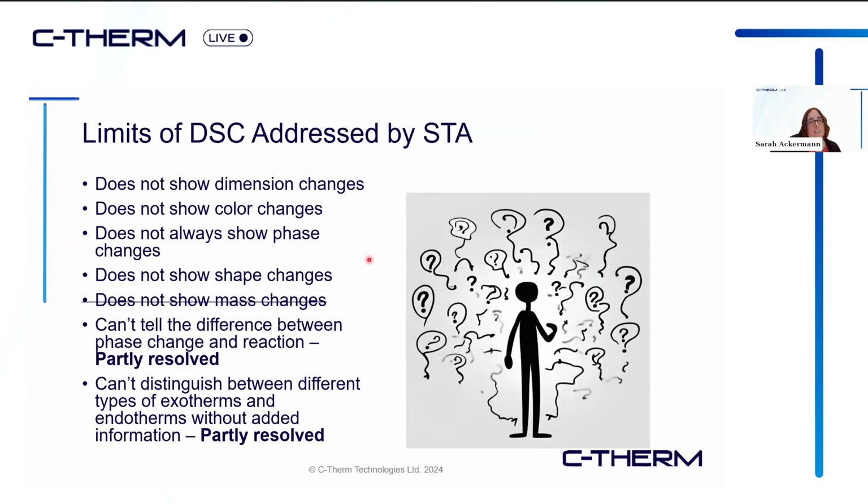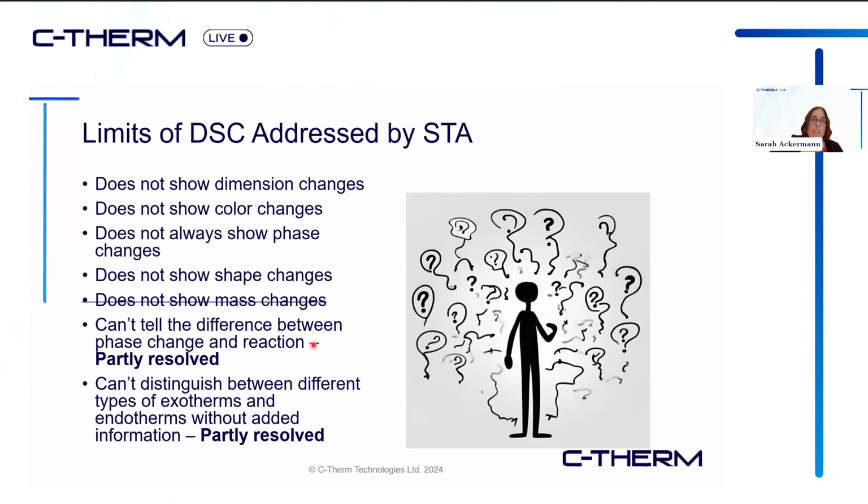STA addresses the mass change sensitivity that is lacking in DSC. It also partly resolves the ability to tell the difference between a phase change and a reaction, in that you now have sensitivities to reactions that are associated with a mass gain or a mass loss.